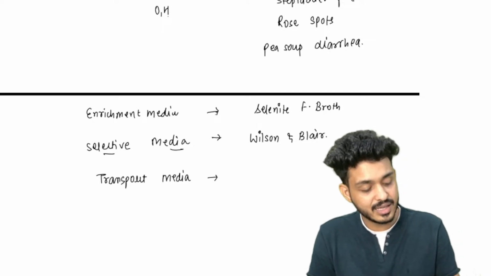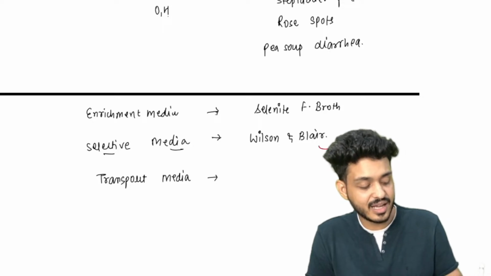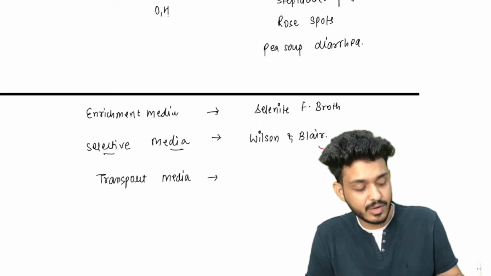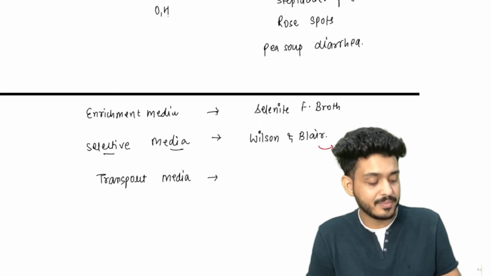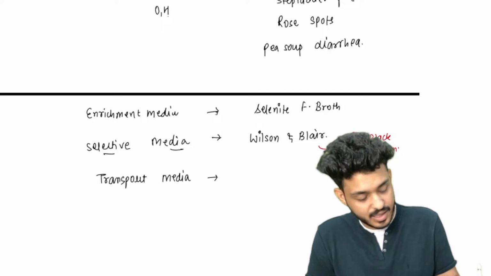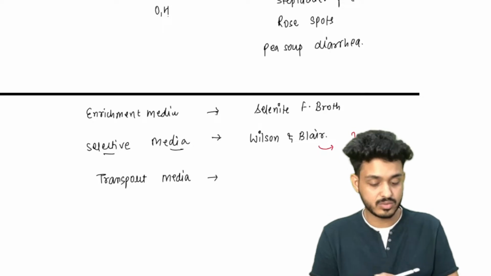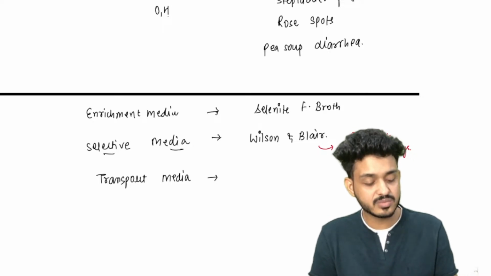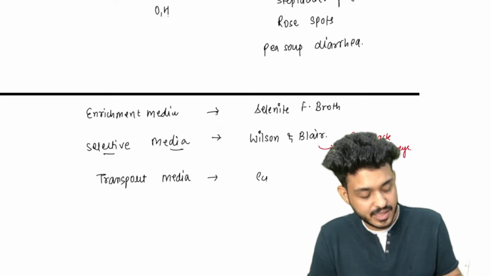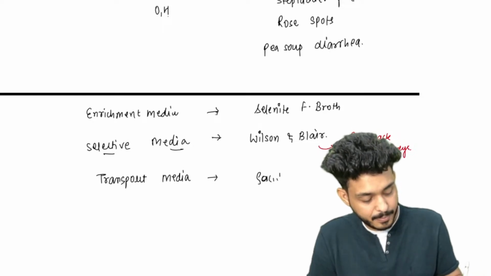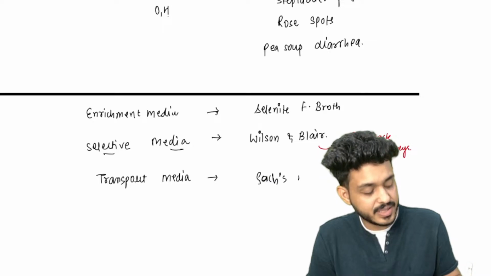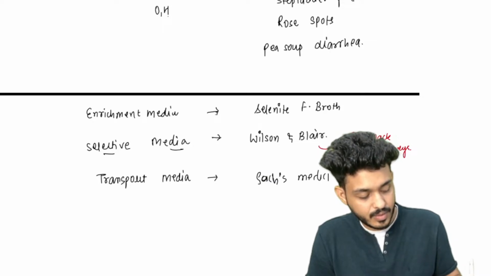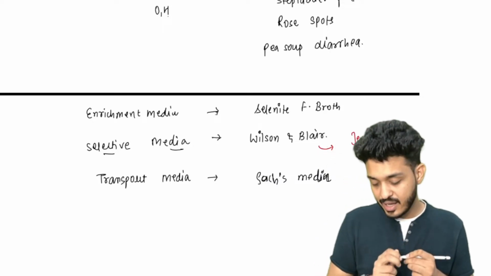And having gotten involved with Wilson and Blair, what did it do? It blackened its face. That is why it will be giving which colonies? Jet black colonies. Okay, jet black colonies. What is the transport media? For Shigella and salmonella, the transport media will be sex media. Okay, so these are the important things about Shigella and salmonella.